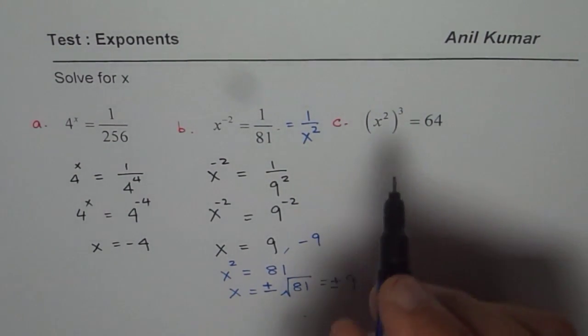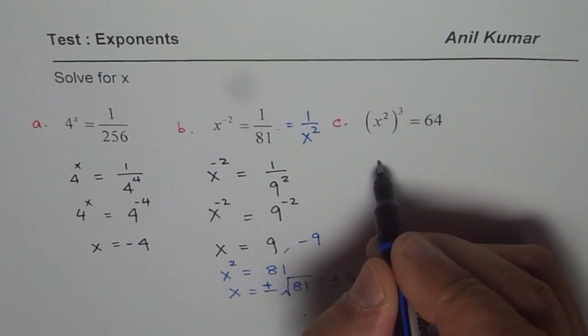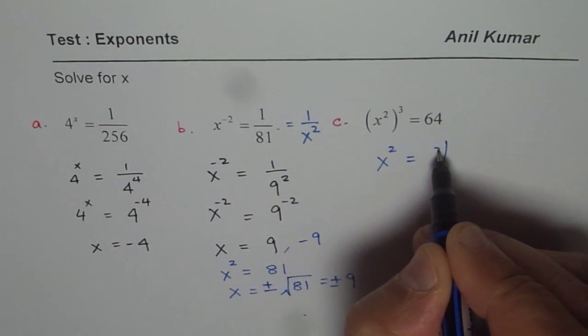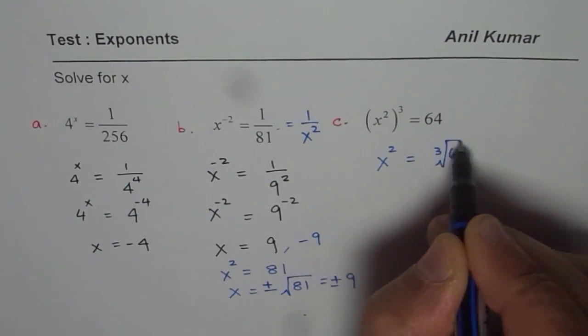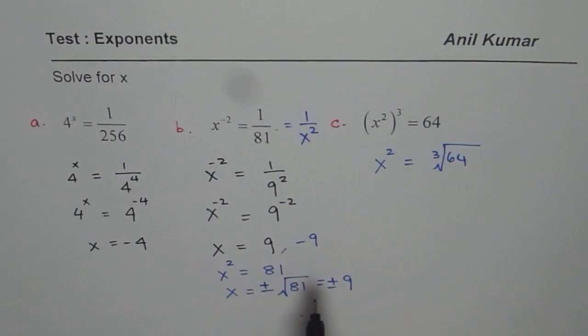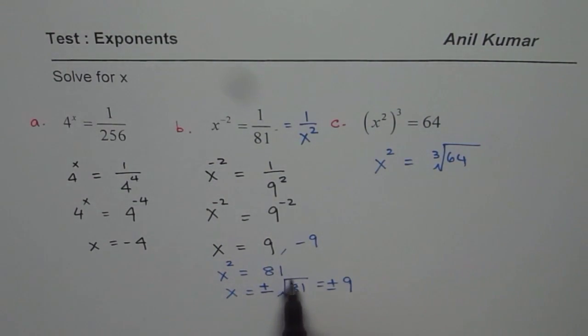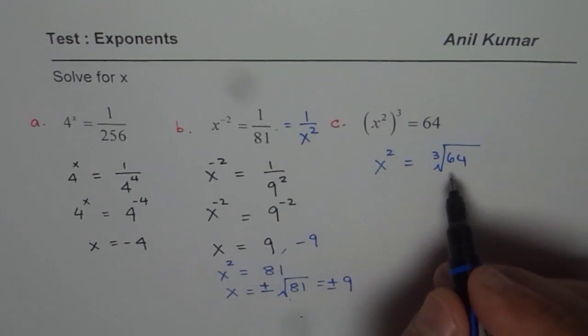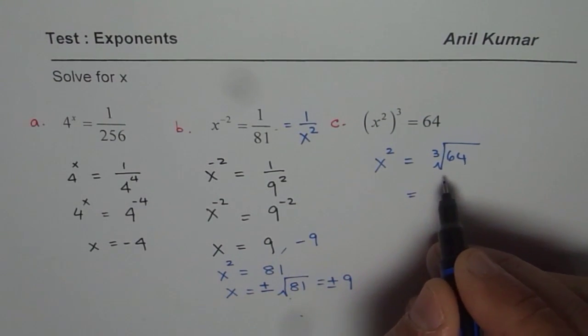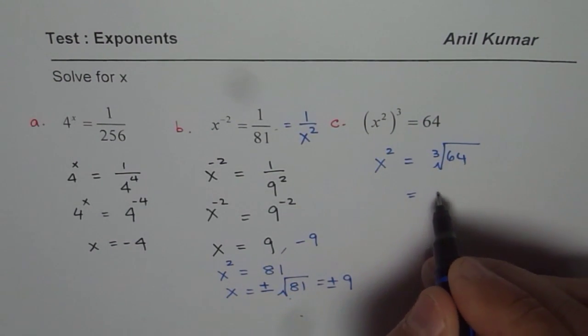Now we'll apply the same strategy here. So this time we'll say x squared equals the cube root of 64. Do you understand? So this is what we have done here. We equated x squared to 81, then did the square root. When we did the square root, we have to take plus and minus, since minus 9 squared was also 81. In this case, cube root, right? Now, the cube root of 64 is 4. So we get 4 here.